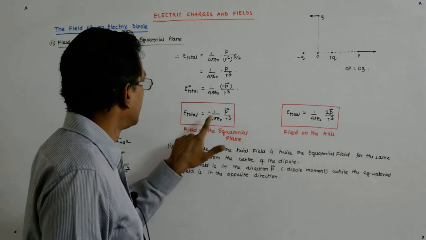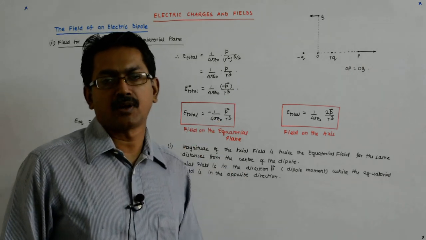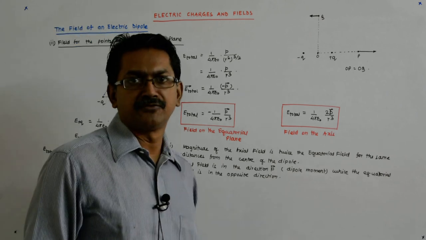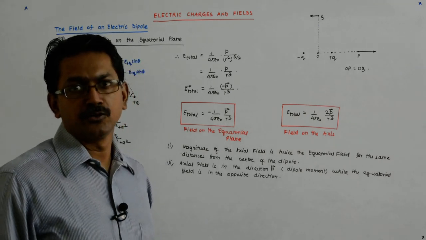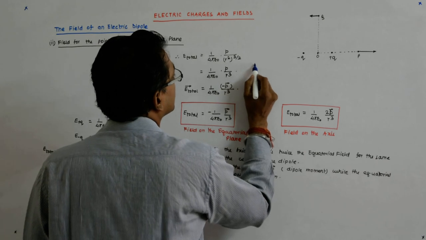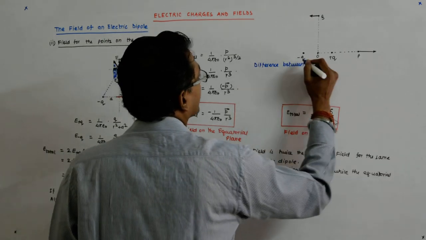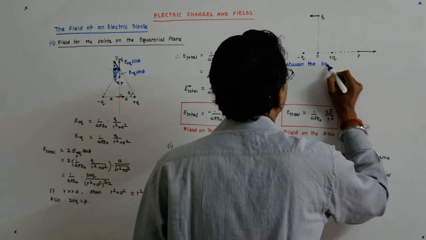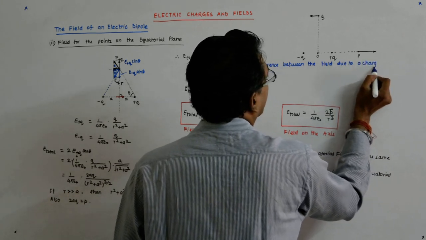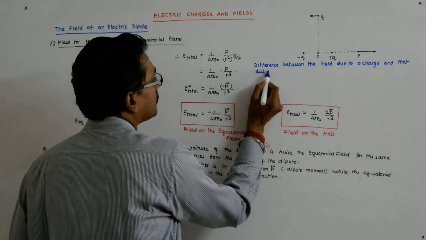Then this becomes very simple. See, so it is 1 by 4 pi epsilon naught. Instead of Q, it is P, and instead of R square in the denominator, we have R cube, right? So that can be a point of difference between the field due to a charge and the field due to a dipole. Okay? Difference between the field due to a charge and that due to dipole.